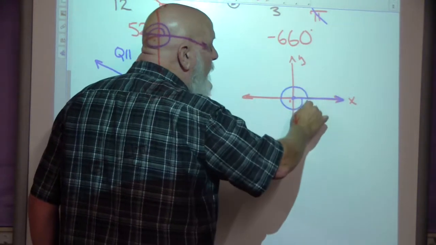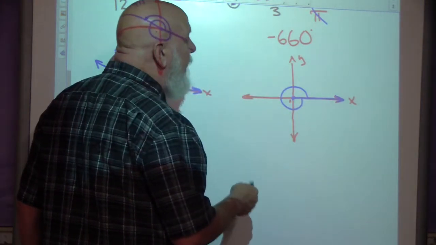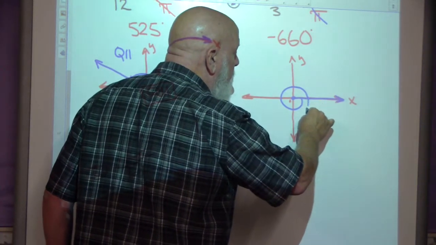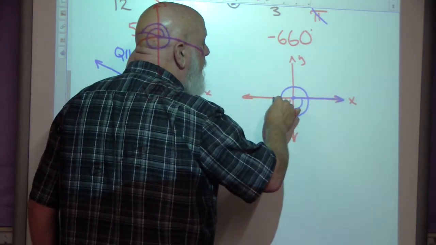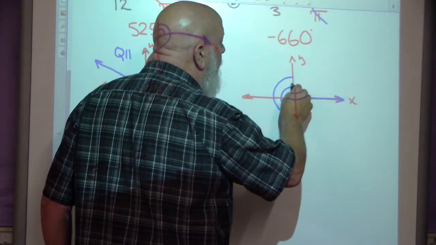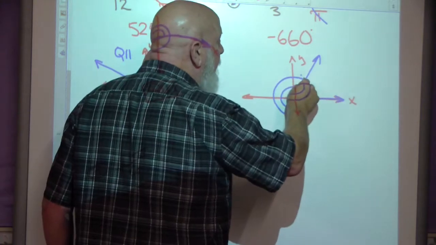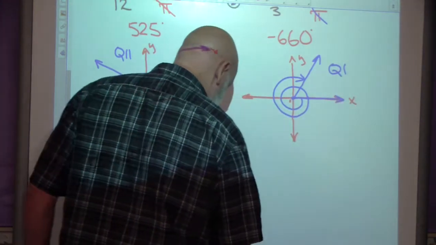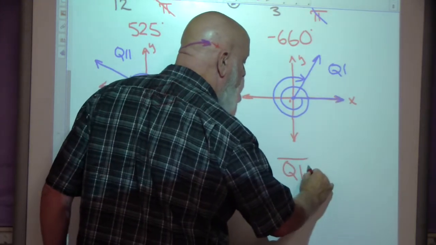Now I'm going to count by increments of 90 until I get to the quadrant that will contain negative 660 degrees. So here we go. This is 360, 450, 540 if I add another 90, and 90 plus that is 630. If I go 30 more, I'll be in quadrant 1, if I counted correctly. So this is quadrant 1. And that's what I'm asked for, to identify the quadrant.